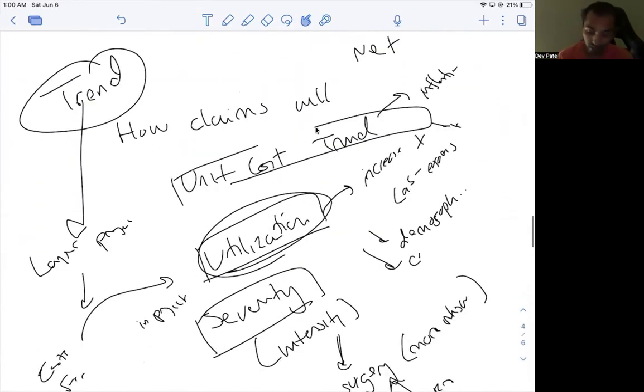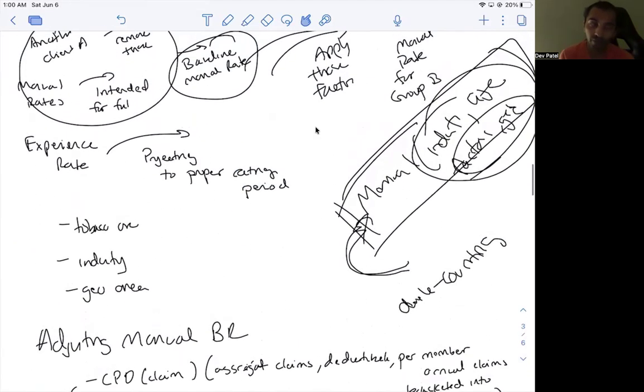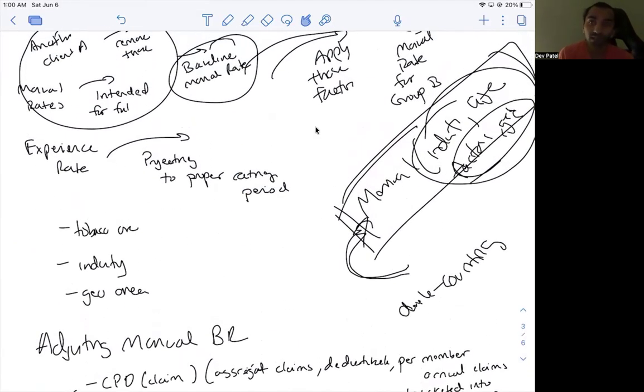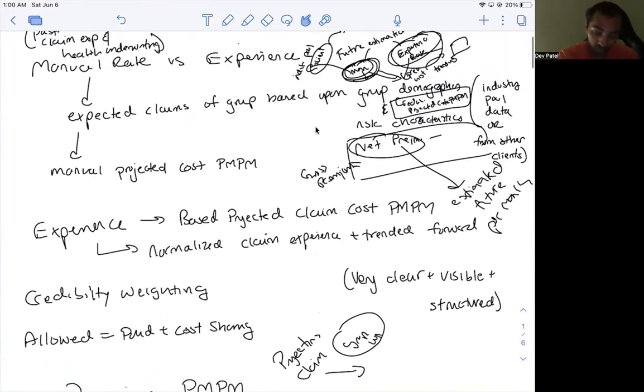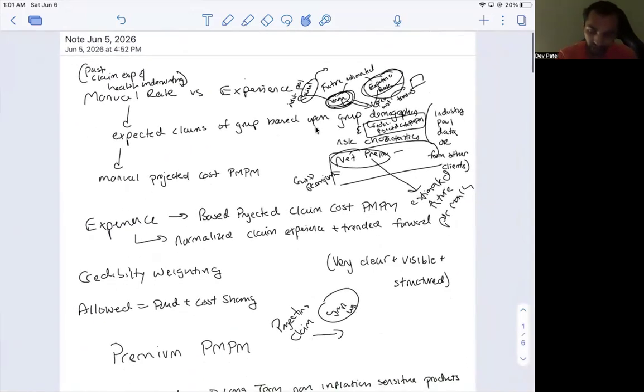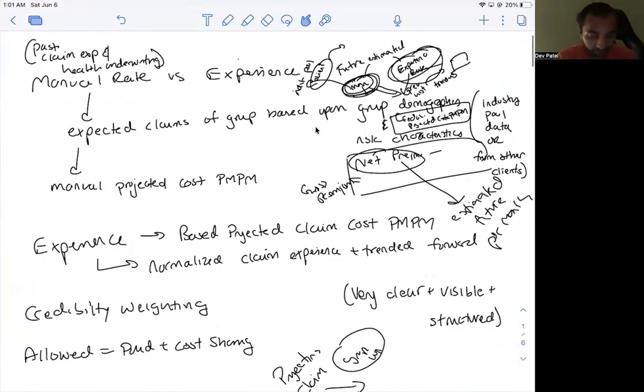Again, healthcare and inflation, utilization, better technological services, changing consumer preferences. You want to make sure you take these into account when you're projecting from your experience period. What was not in your experience period will be in your future projected period, and you want to take those factors into account. Then you're developing the experience rate, and again you credibility weight that with your manual rate to get to your total credibility weighted projected cost PMPM, per member per month.